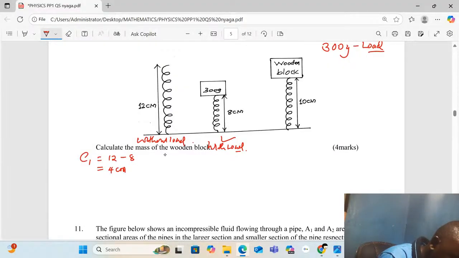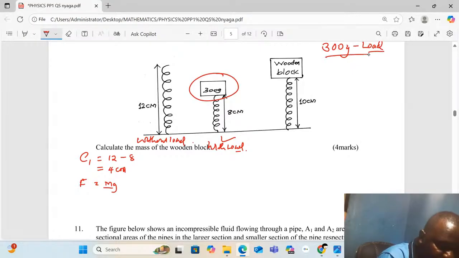And then our force will be the same as mg because we are having a weight of 300 grams. So from here, we convert the 300 into kilograms first, where we shall say it is 300 divided by 1,000, and then we multiply by g, which is 10. And this will lead us to 3 newtons.